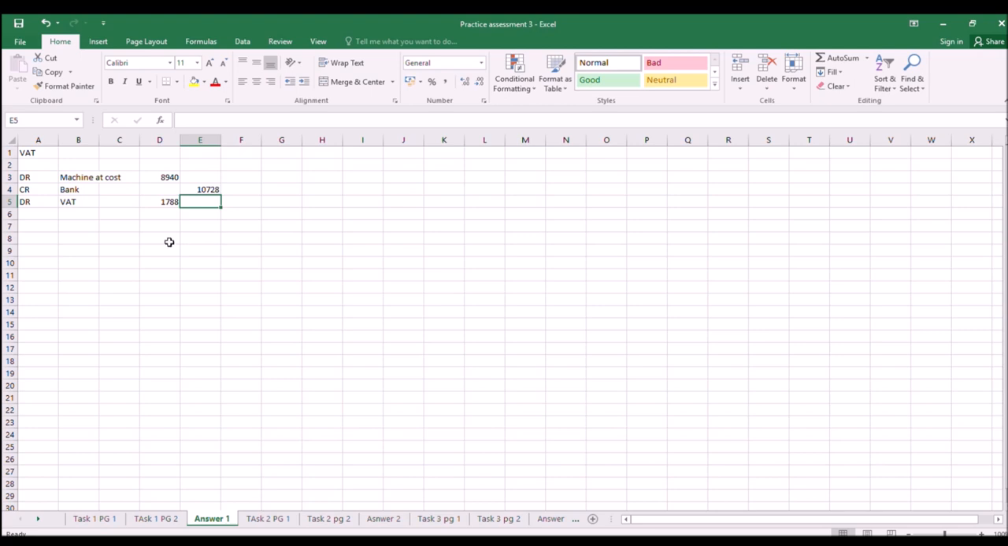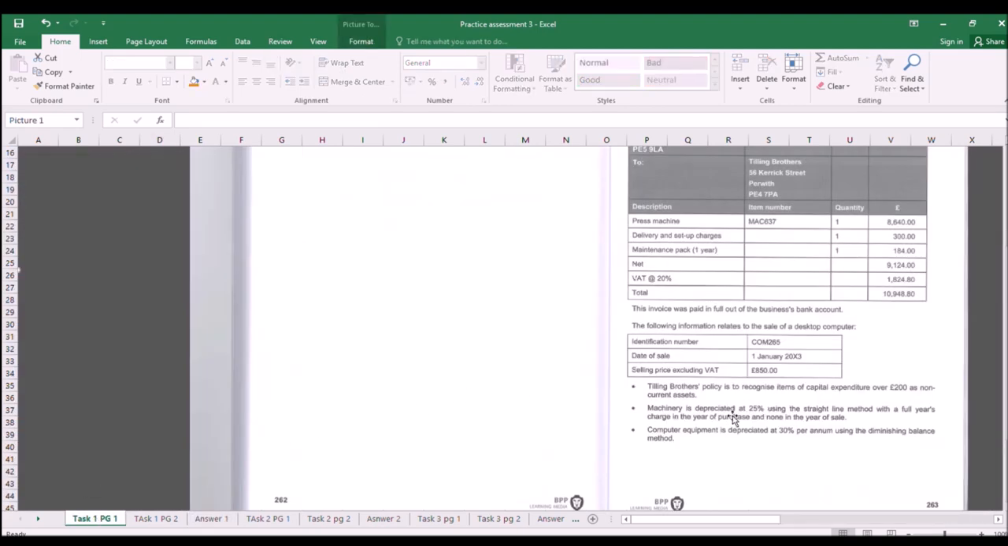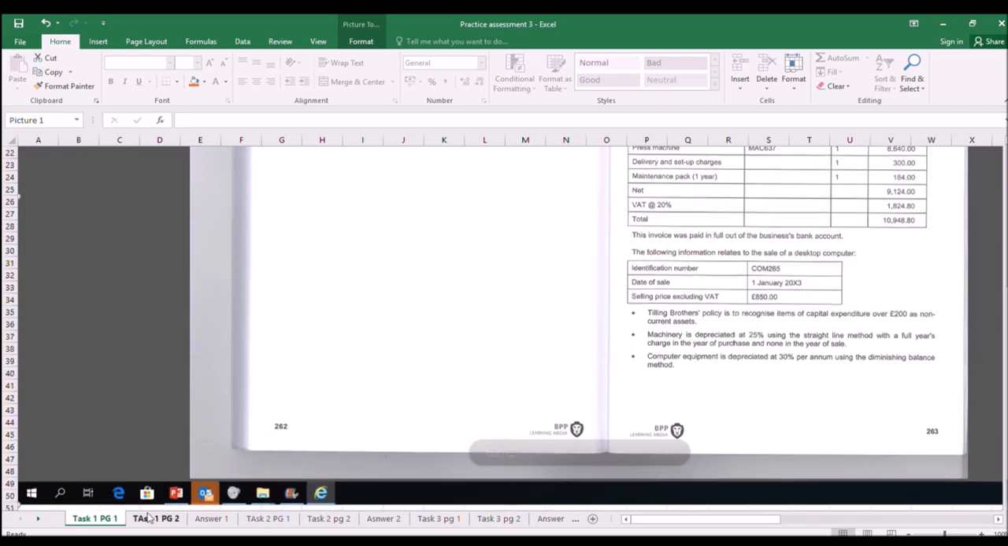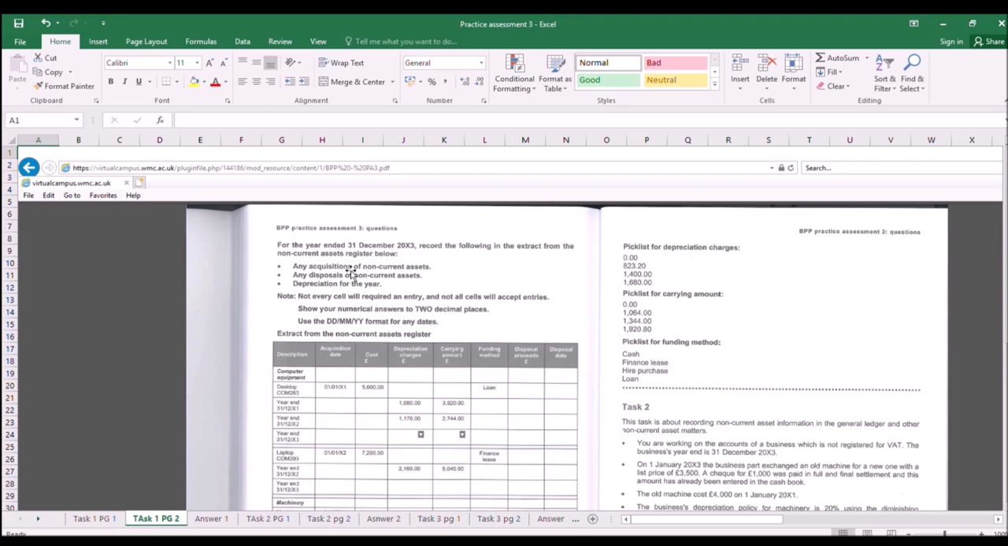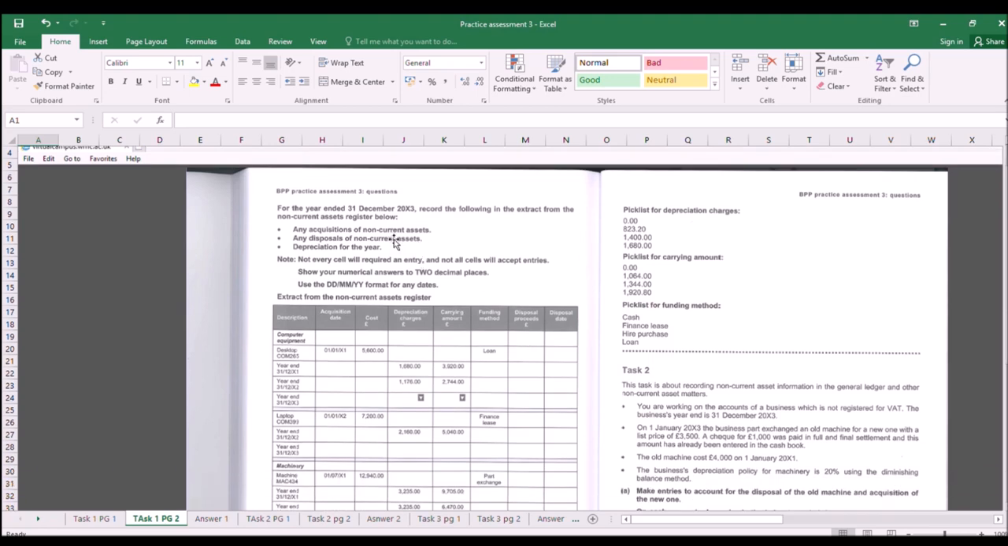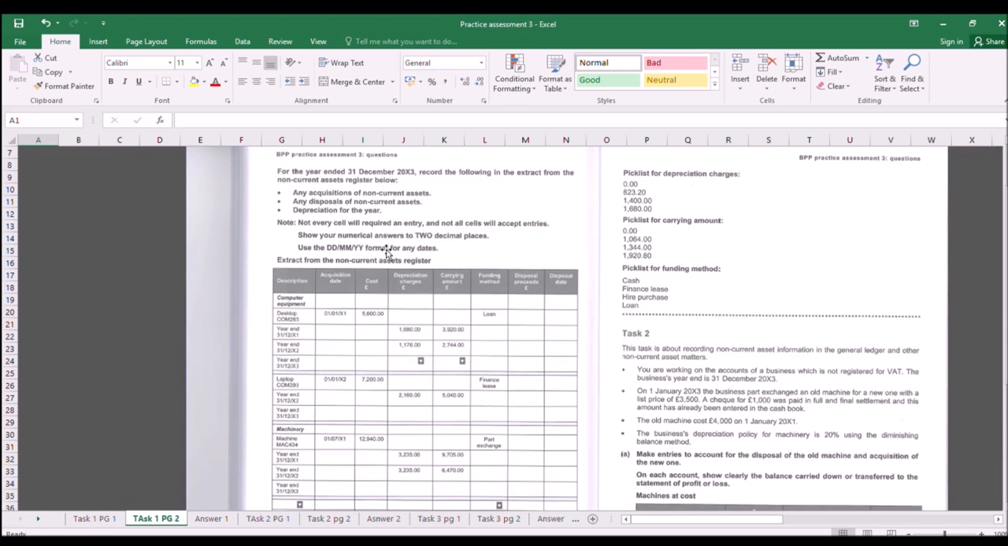Okay, so let's go through our depreciation then. Depreciation. That's our rate. Anyway, our rate is going to be 25%. Let's see if we've got any kind of residual value, which we're searching for. See what happens there. Computer equipment, and we've got 30% per annum using diminishing balance, so reducing balance. Right, for the year ended 31st December 2003, record the following extract from the fixed asset register, non-current asset register below. Any acquisitions of non-current assets or fixed assets, any disposals of fixed assets, any depreciation for the year. Answers to two decimal places, okay. And we've got that one there.